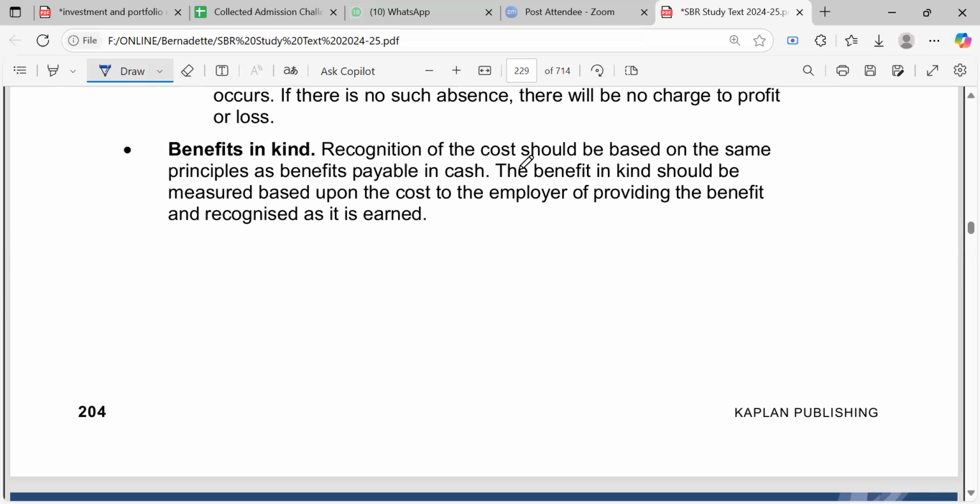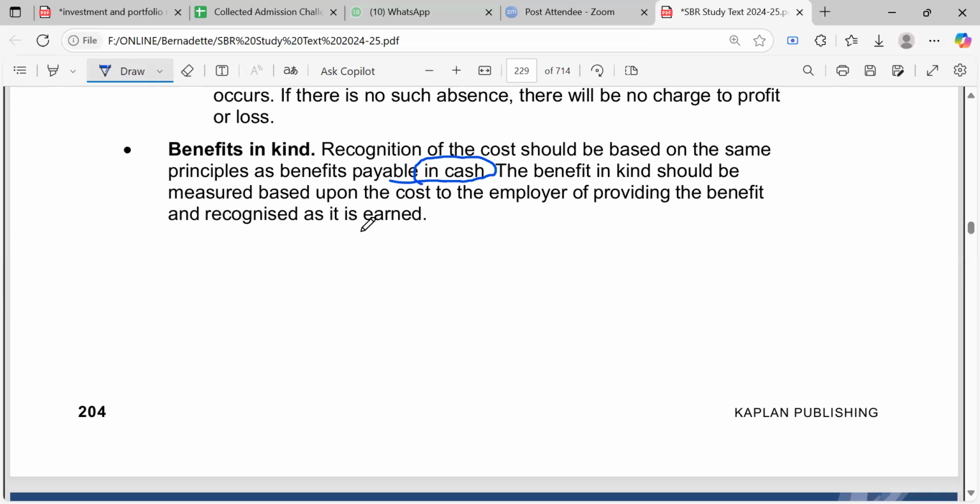Recognition of the cost should be on the same principles as for benefits payable in cash, but actually there is no movement of cash between the employer and the employee, right? So the benefit in kind should be measured based upon the cost to the employer of providing the benefit and recognized as it is earned. That's fine, right? We recognize it because it is earned. You provide the house to someone. It's not that you are providing it for free. You have just decided to provide it by other means, right?